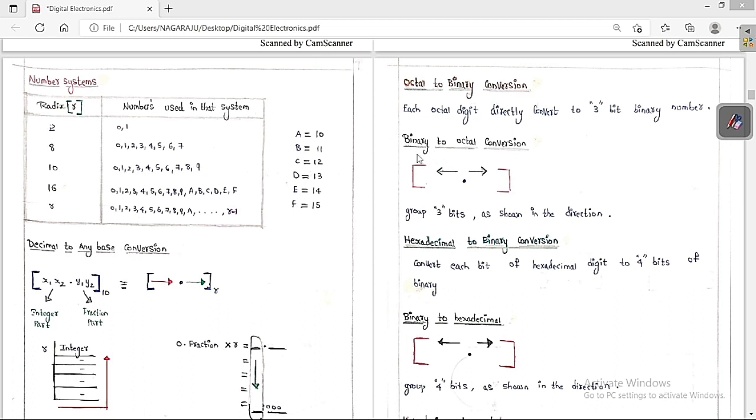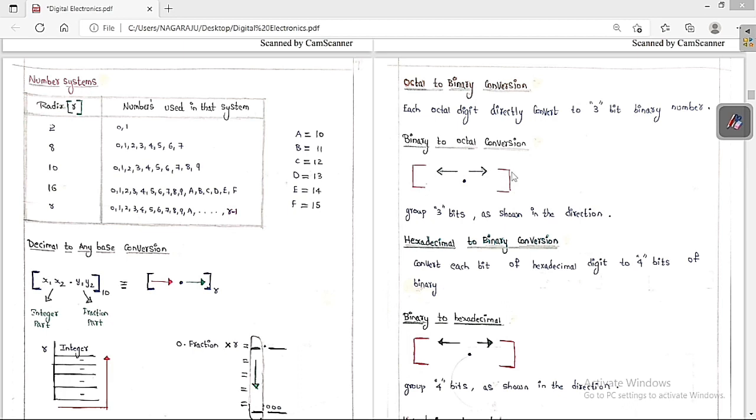Now the reverse process, which is binary to octal conversion. If you want to do the binary to octal conversion, this is the way. Suppose this is the binary number, and there is a dot here. In this direction you have to group the binary digits in 3s, and in the other direction you have to group the corresponding binary digits in 3s as well.